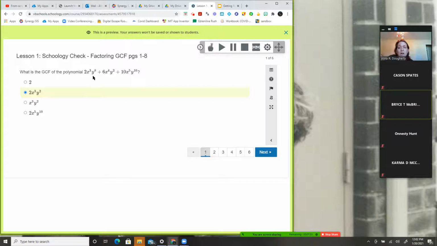You can verify that with the y's. I've got y to the 8th power, that means there's 8 y's. I've got y to the second power, that means there's 2 y's, and y to the 10th power, that means there's 10 y's. So I want that y squared, and that's what I have right here.